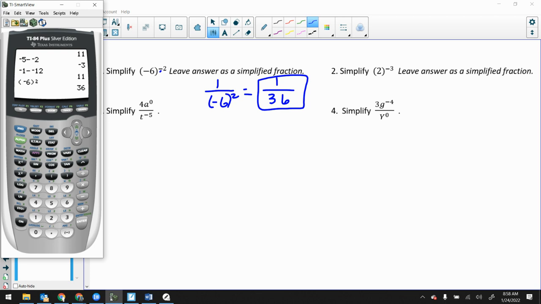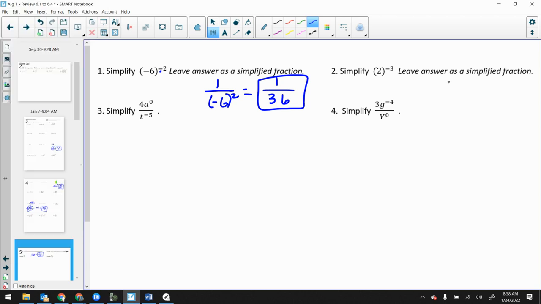No more negative. Okay. Same thing with number 2. This would move it down into the denominator, so 1 over 2 to the positive third power, which is 8. So 1/8.